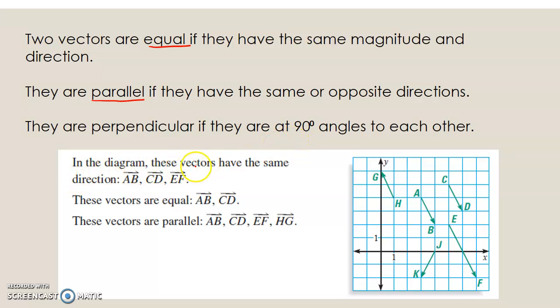So in this diagram, these vectors have the same direction, AB, CD, and EF. They're all headed in the same direction. Okay? So they're all parallel to each other. They are equal if they have the same magnitude and direction. So that's what you get right here with the AB and the CD. 1, 2, 1, negative 2, 1, negative 2.